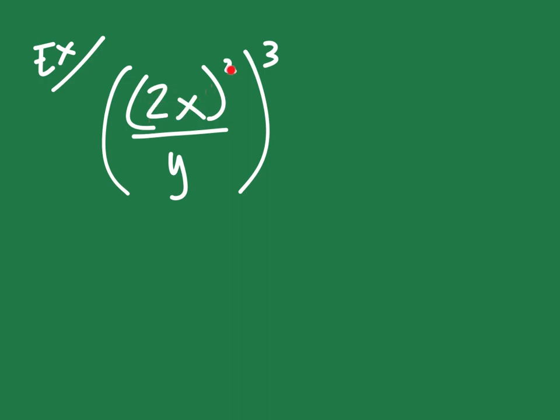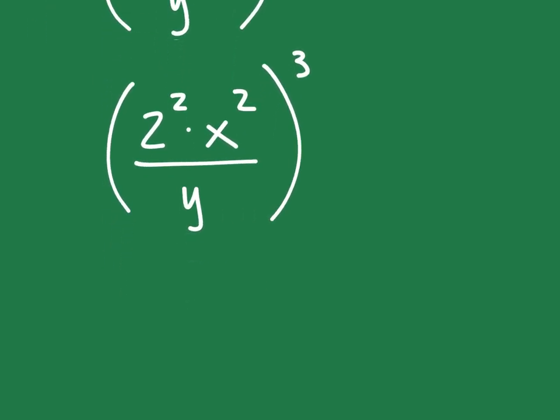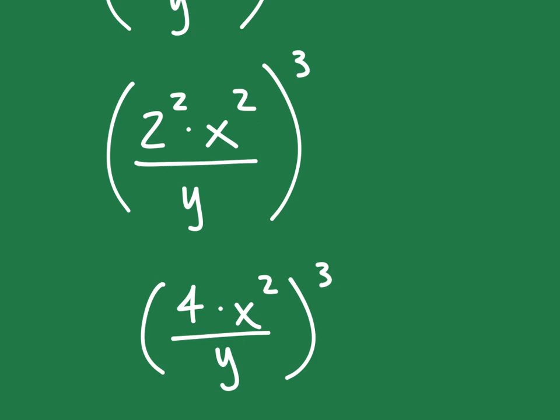I'm going to take 2x and square that. Because I have a product here, 2 times x, I'm going to take both of those and square those. So my next step down, I'm going to write 2 squared times x squared in my numerator, divided by y, and then raise that to the 3rd power. Now, I can take 2 squared and write that as 4, and then times x squared over y, and then raise that to the 3rd power.